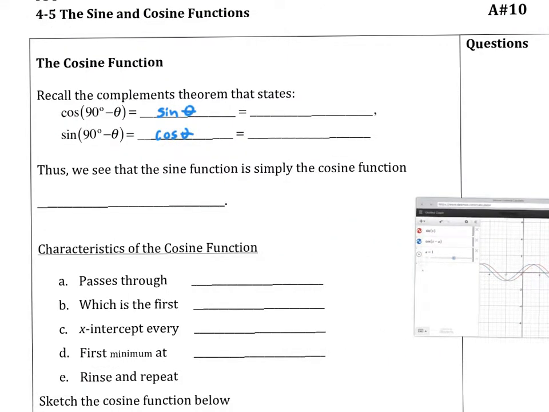So just to refresh, this one is saying pi over 2 minus theta, and the same goes here for the sine function in radians. Thus, we see that the sine function is simply the cosine function shifted.